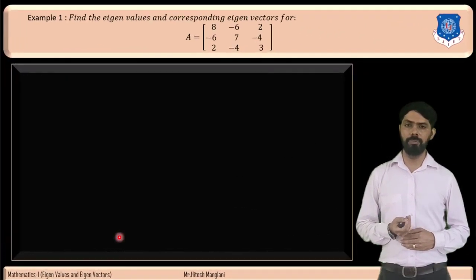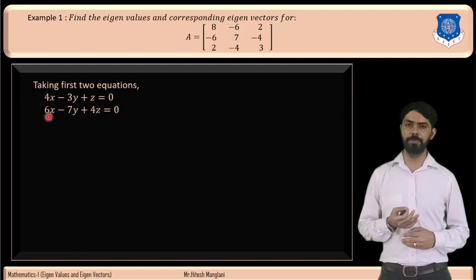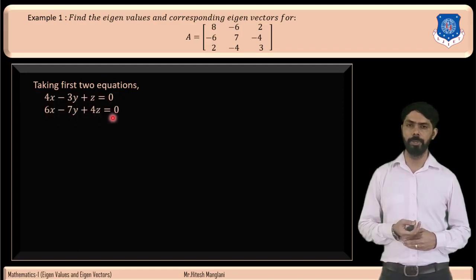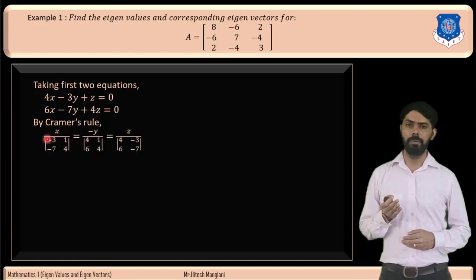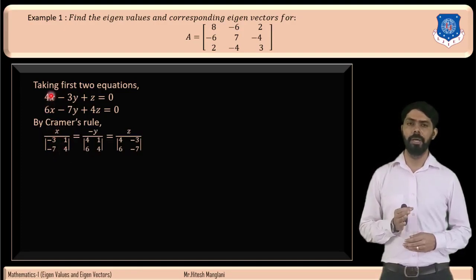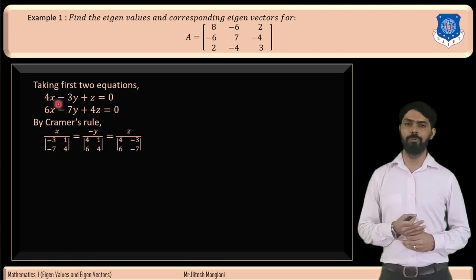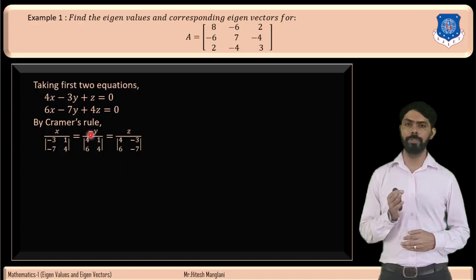Now taking the first two equations, the first equation is 4x minus 3y plus z is equal to 0. And the second equation is 6x minus 7y plus 4z is equal to 0. Now here we will apply Cramer's rule for these two equations. By Cramer's rule, x divided by determinant of minus 3, 1, minus 7, 4. So if we have to write for x, then we will hide x and write the coefficients of y and z. Is equal to minus y divided by determinant of 4, 1, 6, 4.